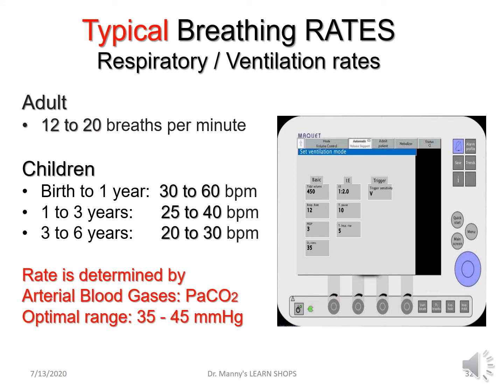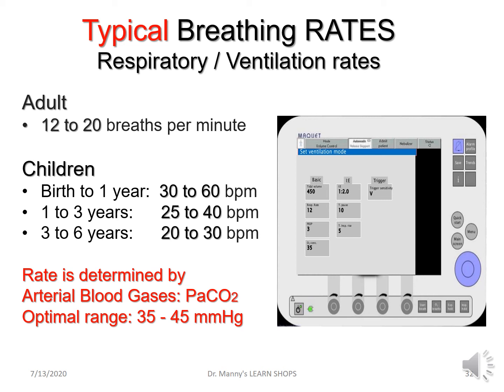Typical breathing rates when on a mechanical ventilator are controversial. However, if we're following spontaneous breathing patterns, in an adult we're aiming still between 12 and 20 breaths per minute. In children from birth to 1 year, 30 to 60 breaths per minute. From 1 to 3 years, 25 to 40 breaths per minute. From 3 to 6 years, 20 to 30 breaths per minute.